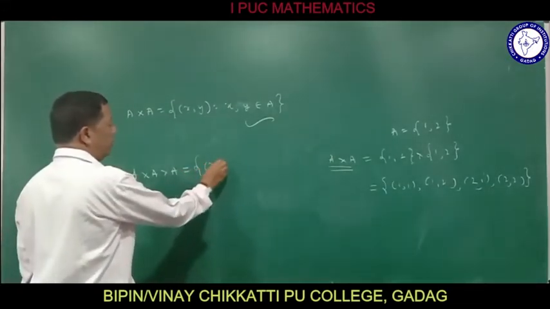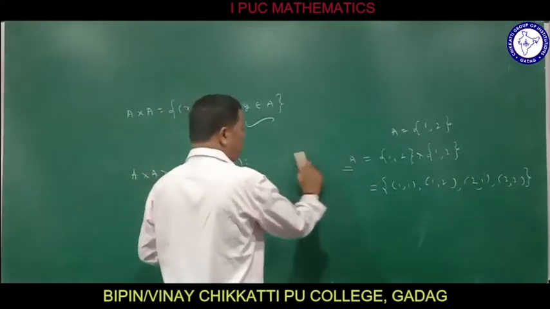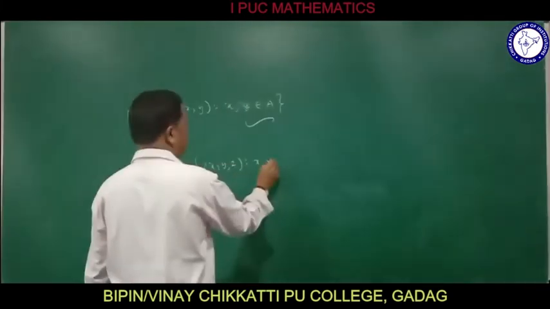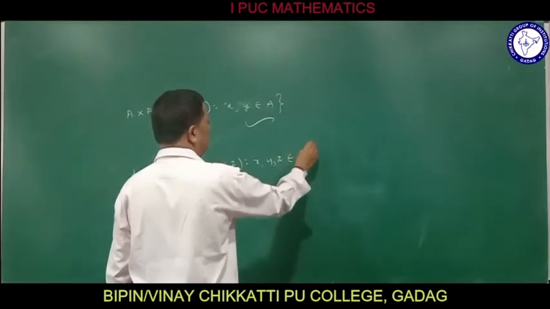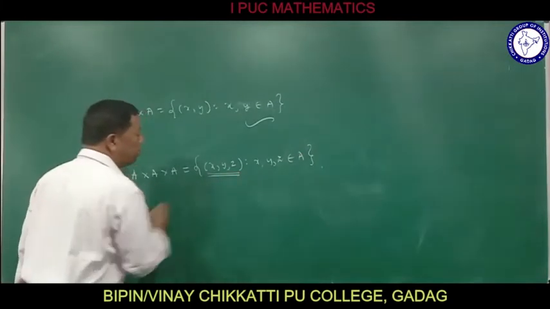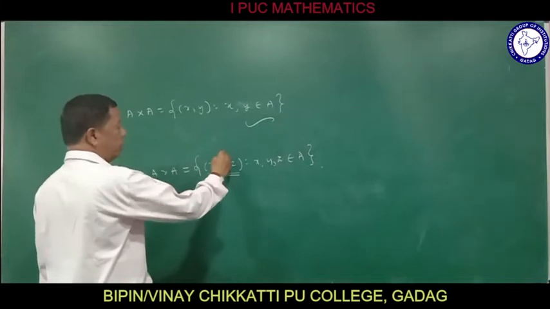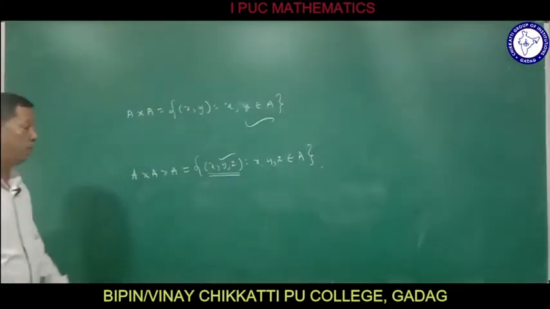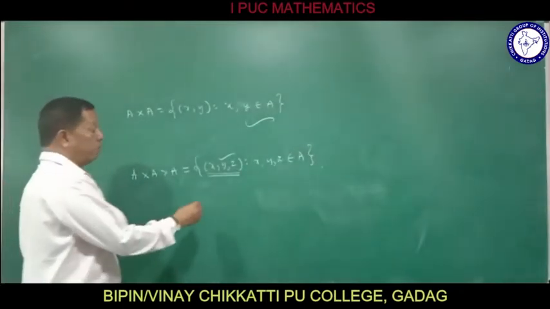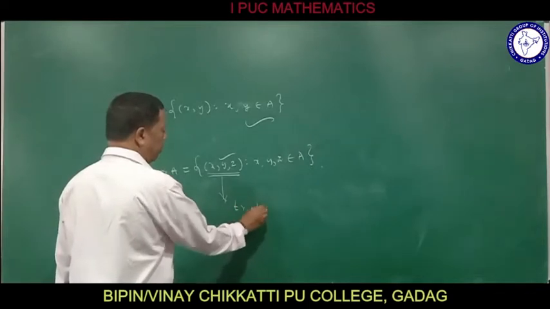Now, similarly, the extension A into A into A, what is the definition? You have to find (x, y, z) such that, and here only one set is there. That is why we write that (x, y, z) belongs to A cross A cross A. But this is not an ordered pair, that is different. Ordered pair means two elements, and here we are using an ordered triplet.